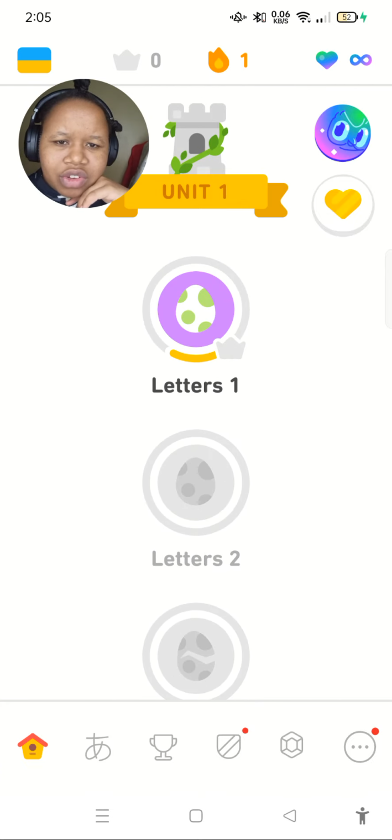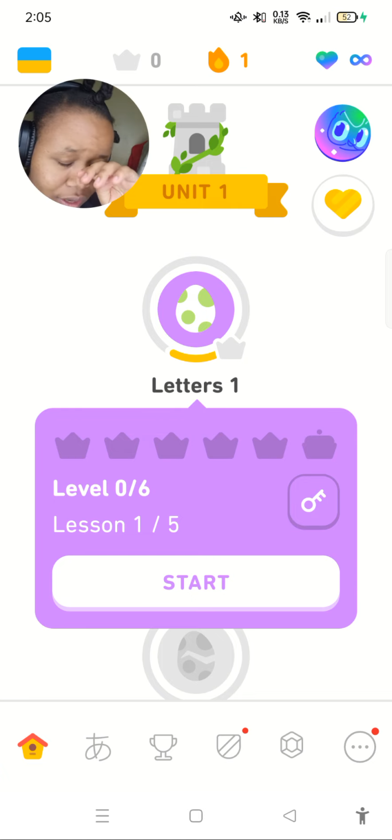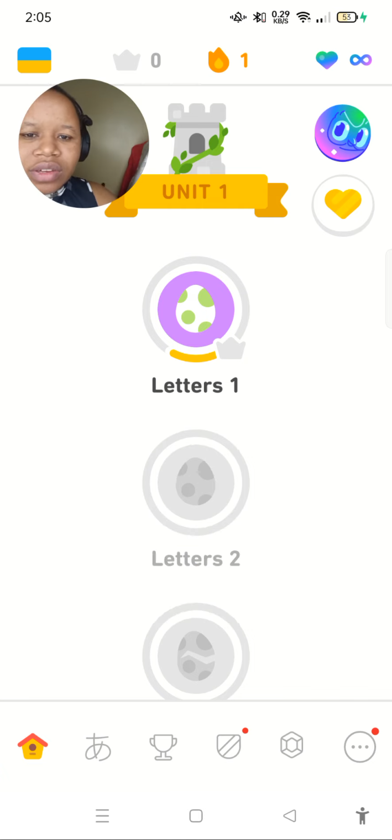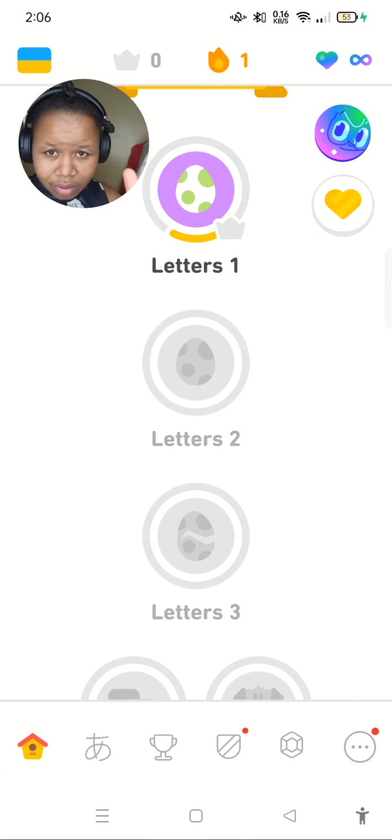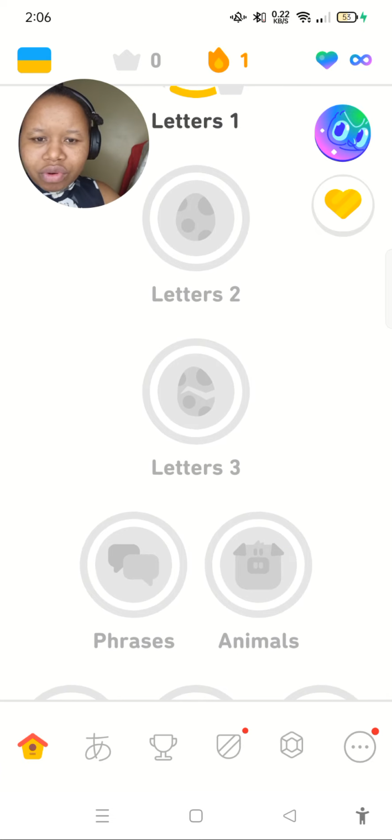Okay, then in each unit there are these levels. There are 6 levels, and in each level there are lessons. I've only done 1 lesson, so I can start the other lesson to complete it. And once I complete it, depending on whether I go to the second level, the others open, it depends. They keep on opening. They can even open more, like if you get here, they'll open more at phrases and animals and such things.